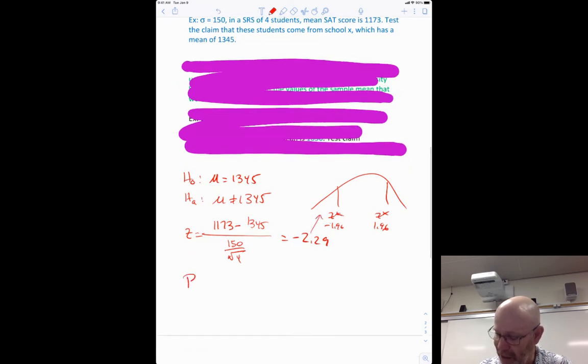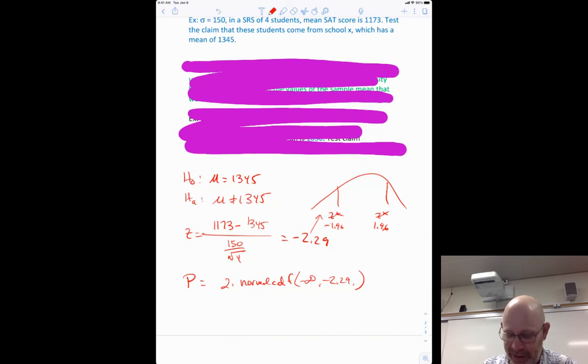We're going to find a p-value. The p-value is normal CDF. Here's my negative 2.29. It's out here and it's out here. Sorry for that bad normal curve. So it's normal CDF from negative infinity to negative 2.29, and we're going to multiply that by 2. If it was a one-tailed test, we would not multiply that by 2.